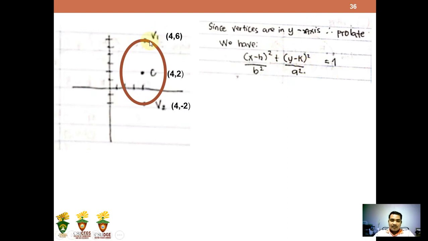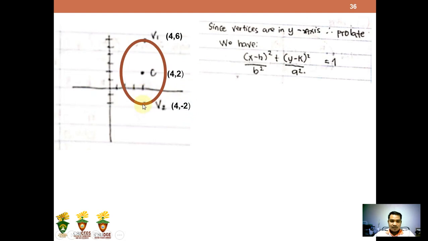From what we plotted, the coordinates of the vertices, we can directly get the center. Since these are vertices, we get the midpoint, and that is now the center. The 4 remains since it is on the y-axis, so what changes is the y. Therefore, 6, then plus 2, since the other vertex is below.